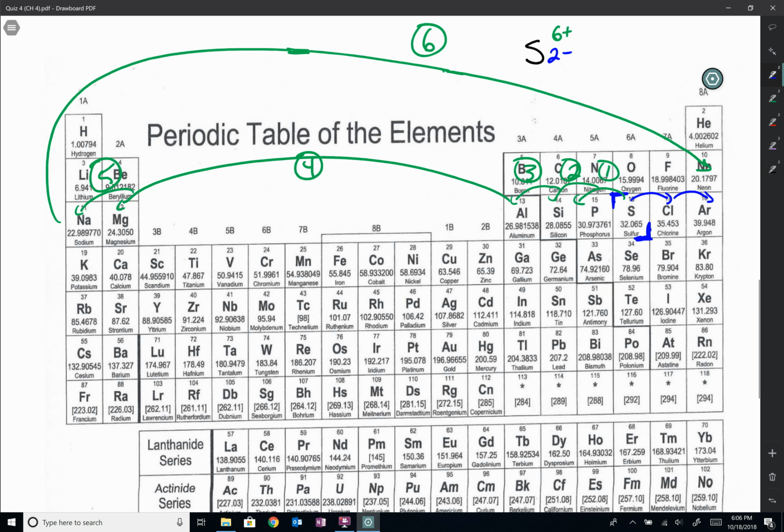So it can exist, in theory, anywhere from 2- to 6+. So sulfur, for its oxidation states, is going to exist anywhere from 2- to 6+. It doesn't mean that it can only be 2- or only 6+. Anywhere in between there is technically viable.